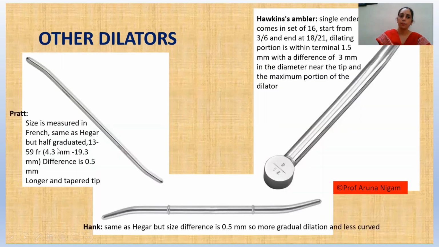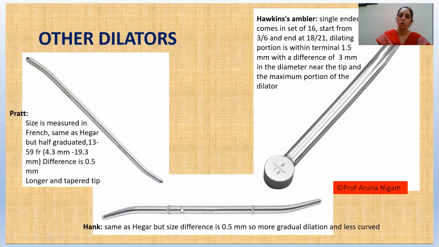So regarding the Pratt dilator, this Pratt dilator and Hank dilator look almost similar, but they are thinner. And in the Pratt dilator, size is measured in French, same as a Hegar, but it is half graduated. There is a difference of 0.5 mm. And French, I told you, just to make you remember, 1 French is equal to 0.3 mm. And the difference between the two sides is 0.5 mm. And it has a longer and tapered tip.